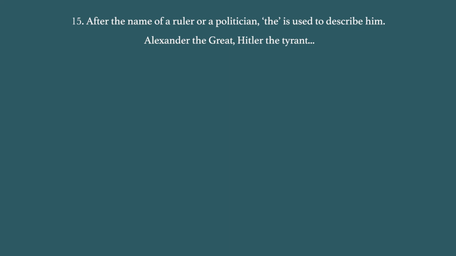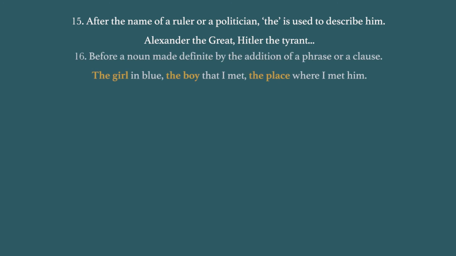15th is after the name of a ruler or a politician, the is used to describe him: Alexander the Great, Hitler the tyrant. 16th, before a noun made definite by the addition of a phrase or a clause: the girl in blue, the boy that I met, the place where I met him.